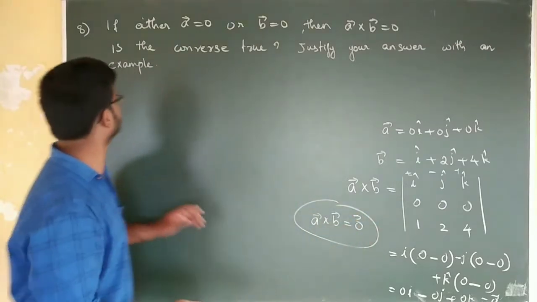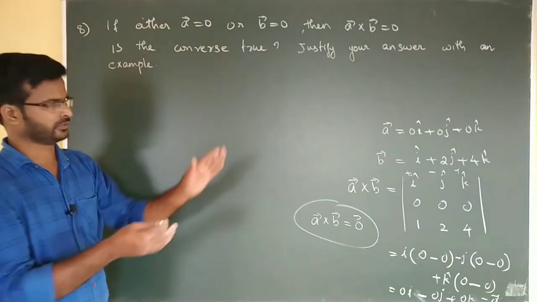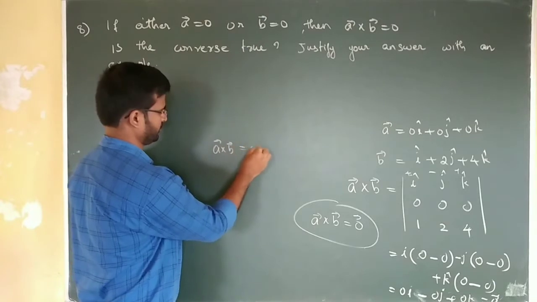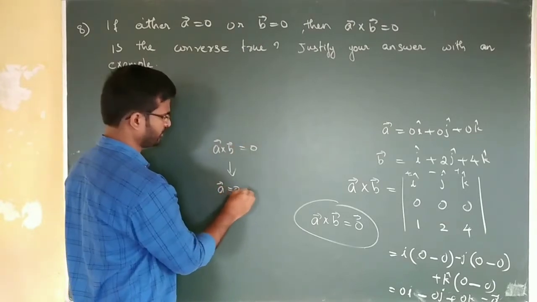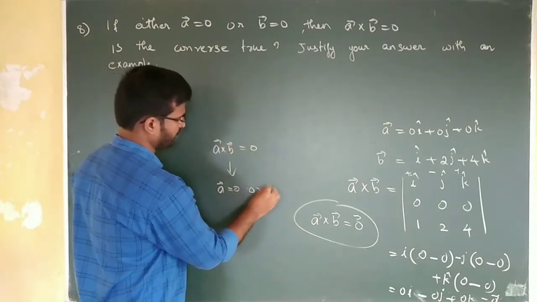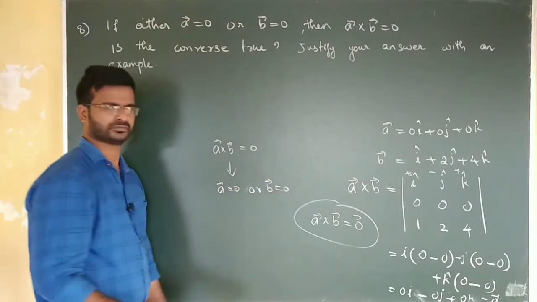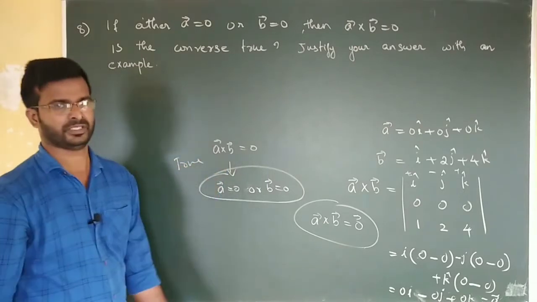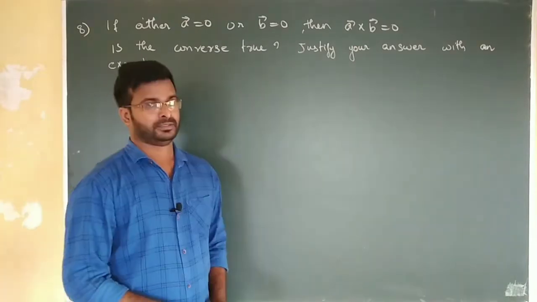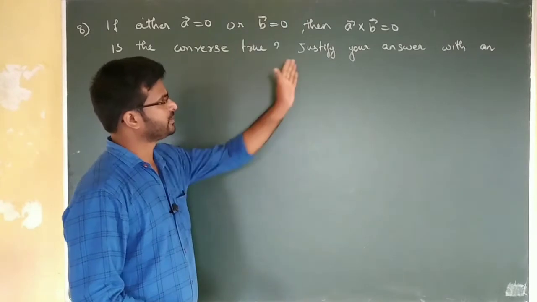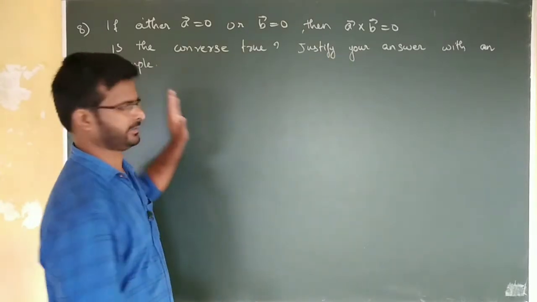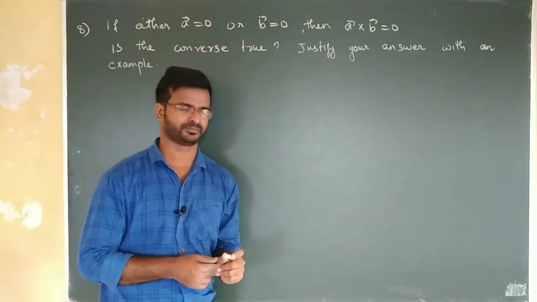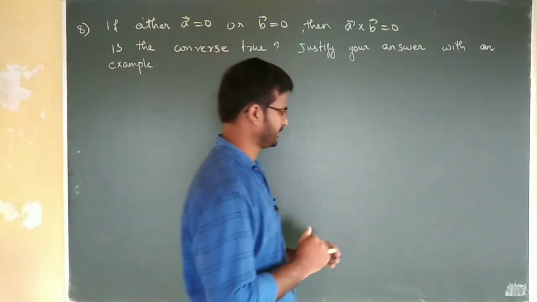Our question is: is the converse true? If a cross b is 0, then is a vector equal to 0 or b vector equal to 0? Is this true or not? We have to check that one. The second part is to justify your answer with an example. You can take any two vectors, then we have to justify your answer. Without an example, we can see that condition.